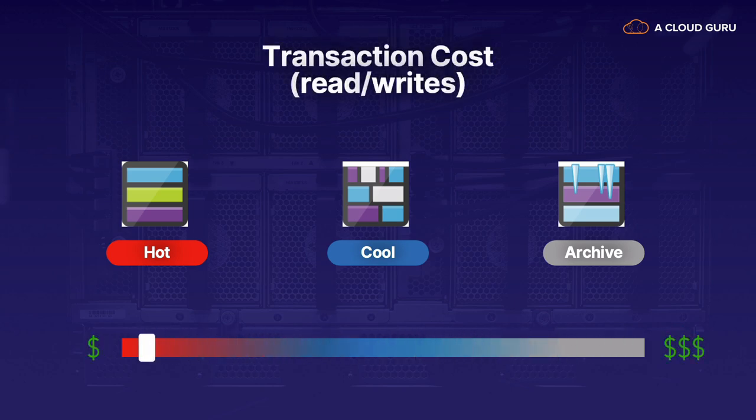For read and write transaction cost, the hot and the cool storage are actually going to cost a lot less money than the archive storage. Again, we have to manipulate that data once it gets into archive, so it's not really meant to be read or written to after it reaches the archive. So if you do need data from archive, it's going to cost you more to pull it out of archive in order for you to view it or modify it than it would be from hot or cool.